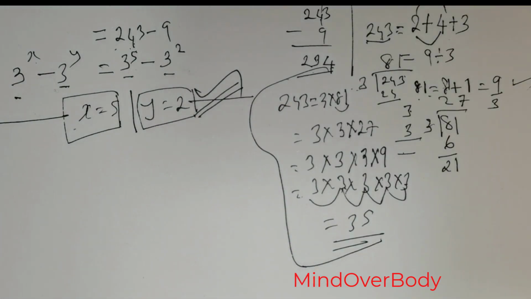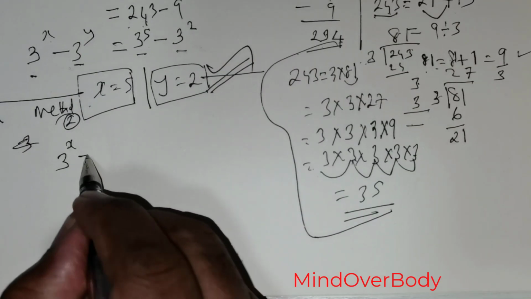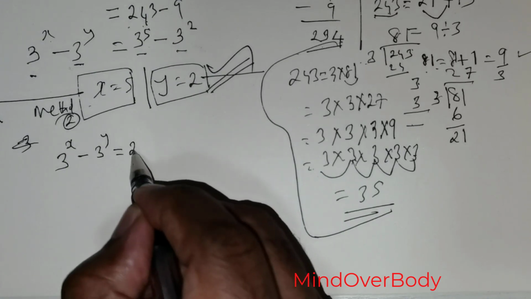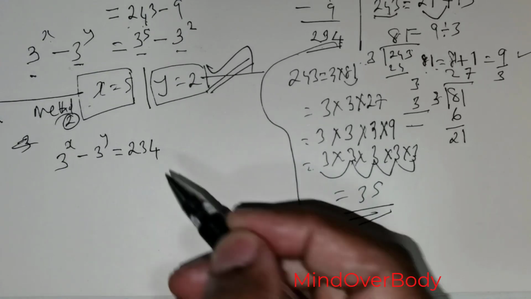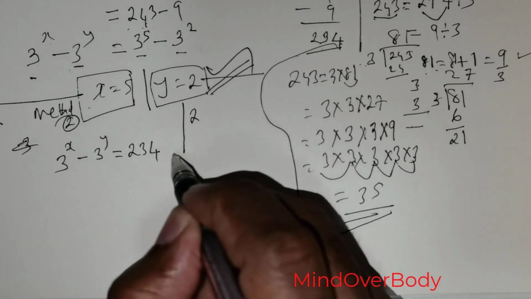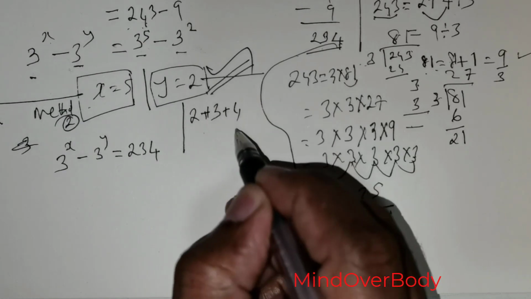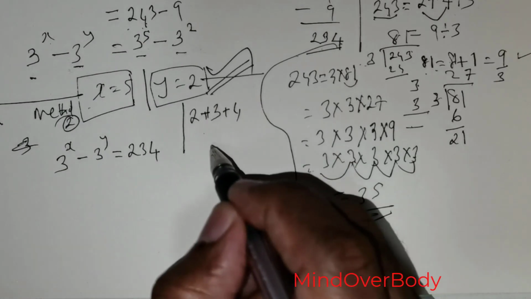Let me just give you one more method. In fact, I would like to give 2 other methods. Now let me write 3 raised to the power of x minus 3 raised to the power of y, and I get 234. Now what I wish to do is find out if 234 is divisible by 3.